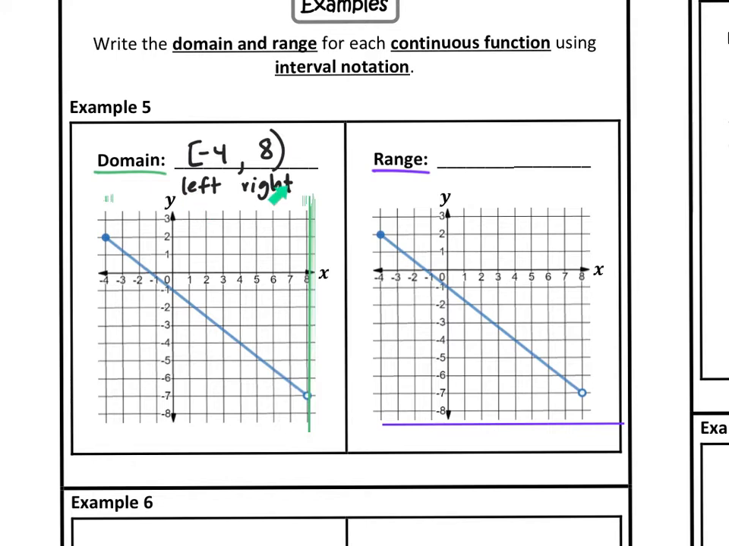You don't have to write left and right. We just have to write the values. I'm just doing this for the first example.